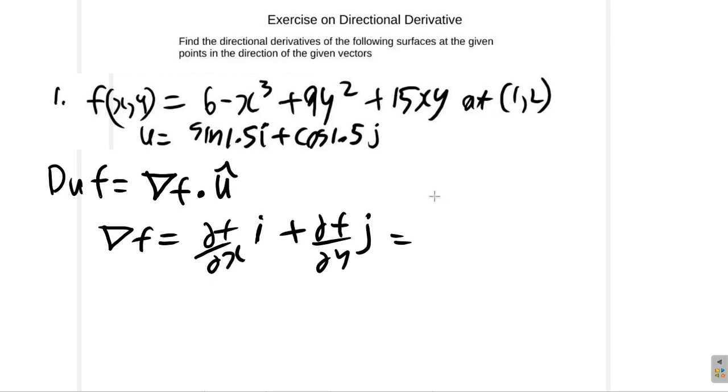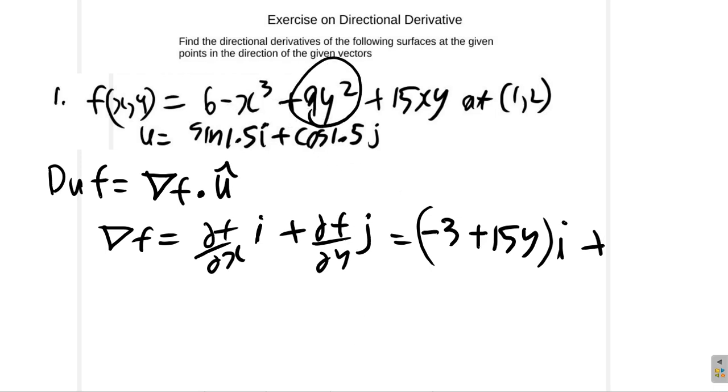What is this now? Delta f by delta x is going to be negative 3. This part is going to be plus 15y, and that's i. Plus delta f by delta y is what now? This part will be 2 times 9, 18y, plus then this part.